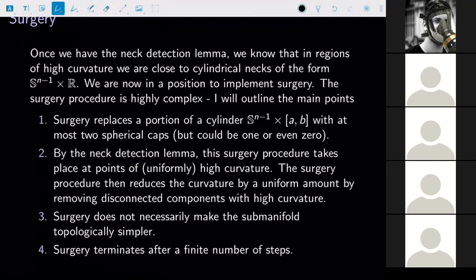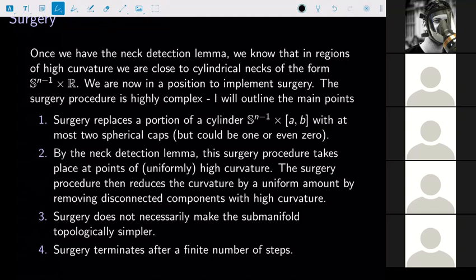Okay, and so now I'll just outline the surgery procedure, because it's quite complicated and there are lots of parameters. There's a very complicated procedure where you have to do the surgery by hand. So here, once we have the neck detection lemma, we know that if you have regions of high curvature, then you have regions which are close to cylindrical necks. And these cylindrical necks are of the form Sn minus 1 cross R. Once you know that, you're in a position to implement surgery.